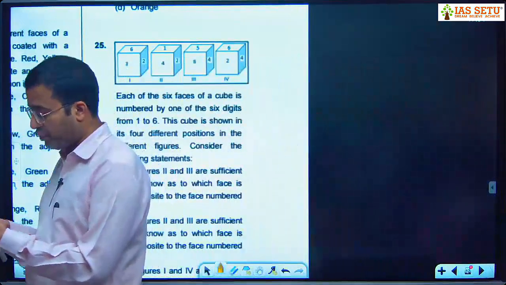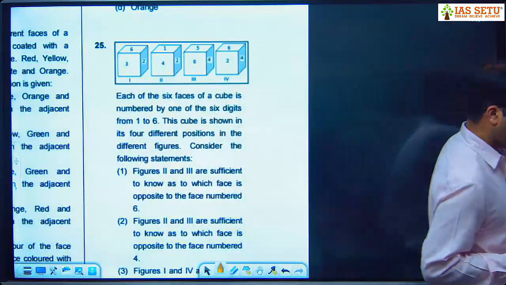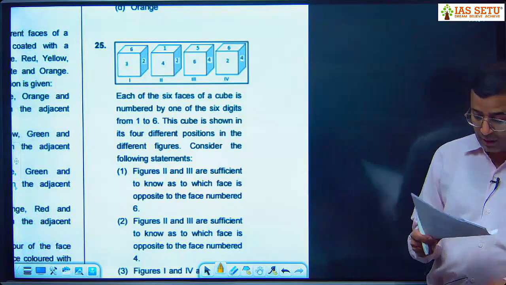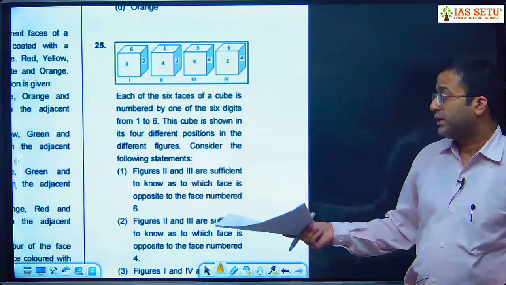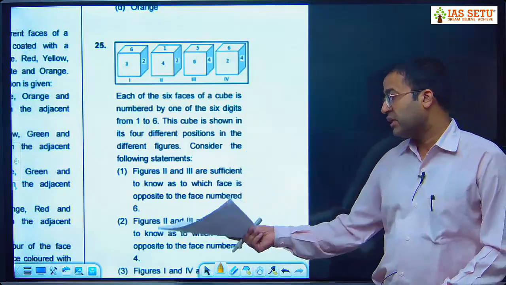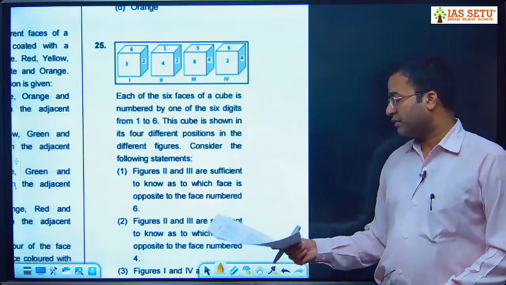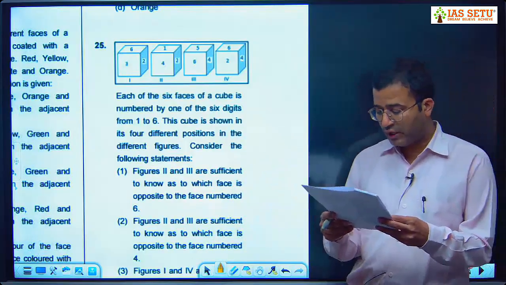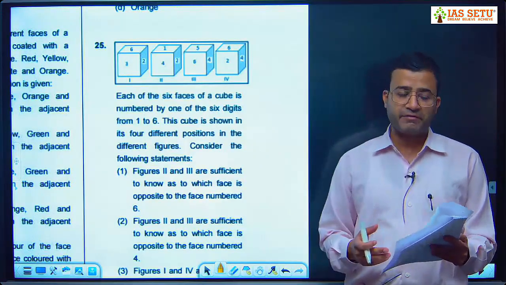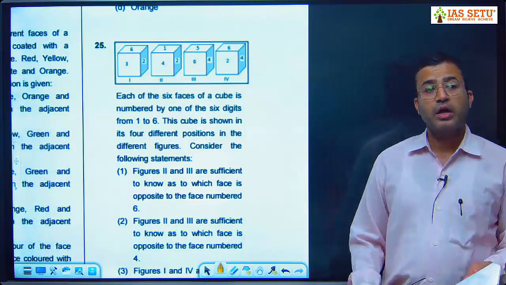Each of the six faces of a cube is numbered by one of the six digits from 1 to 6. This cube is shown in its four different positions in different figures. Consider the following statements. Figures 2 and 3 are sufficient to know which face is opposite to face number 6. Figures 2 and 3 are sufficient to know which face is opposite to face number 4. And the third statement is, figures 1 and 4 are sufficient to know which face is opposite to face number 3. Then on the next page they have given answer options: 1 and 3 only, 1 and 2 only, 2 and 3 only, 1, 2, 3.